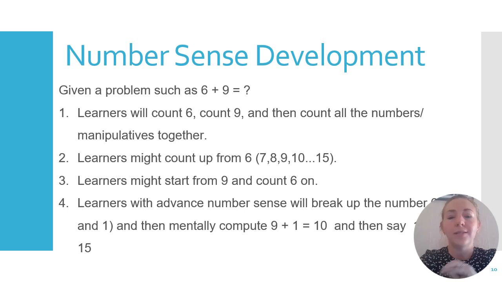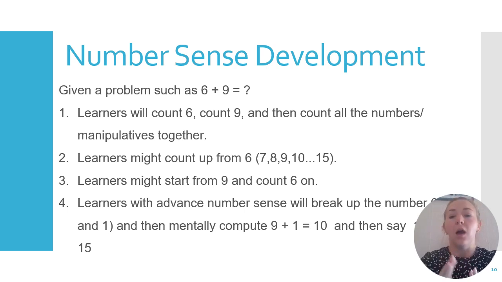This is for a simple calculation such as 6 plus 9. So if a learner, and this is mostly in grade R and at the beginning of grade 1, will count 6 counters, and then in a separate group, count 9 counters, and then they will start from the beginning and count all the counters so that they get to the answer.